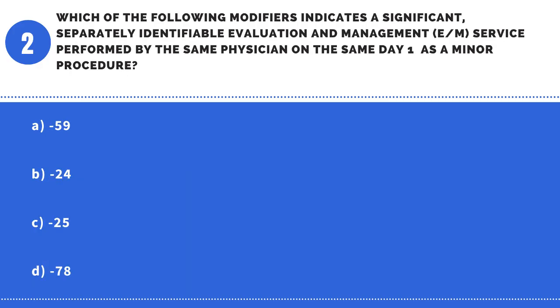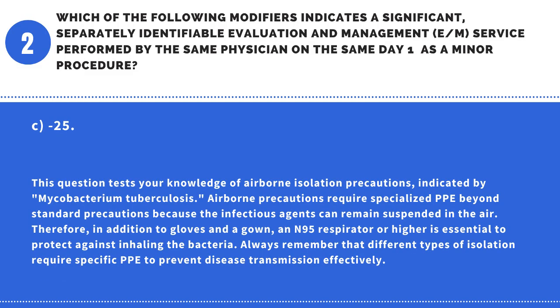Question 2. Which of the following modifiers indicates a significant, separately identifiable evaluation and management (E/M) service performed by the same physician on the same day as a minor procedure? A. -59. B. -24. C. -25. D. -78. Answer: C. -25. This question asks about a specific CPT modifier used in certain billing scenarios.